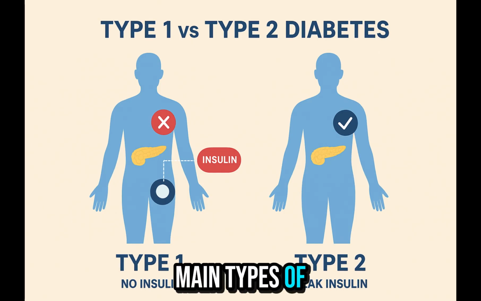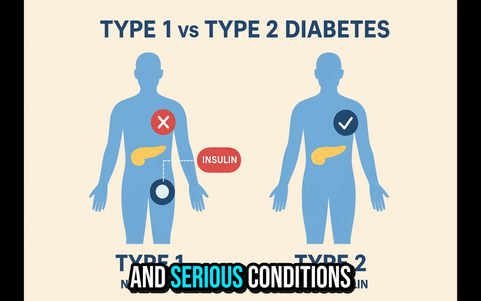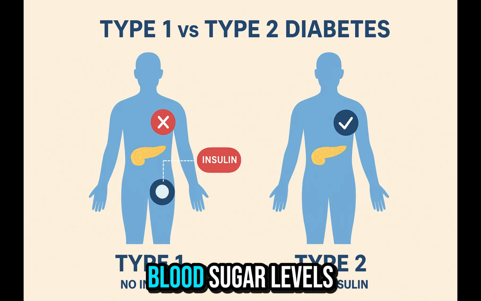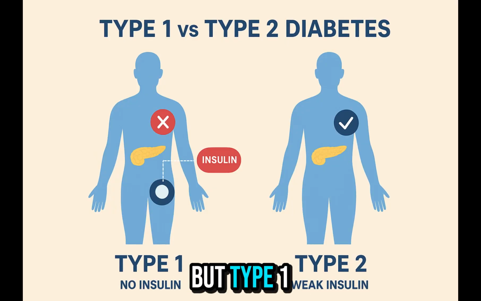1. The two main types of diabetes. There are two main types of diabetes, type 1 and type 2. Both are chronic and serious conditions that affect the body's ability to regulate blood sugar levels. There are also some rarer forms of diabetes, but type 1 and type 2 are the most common.